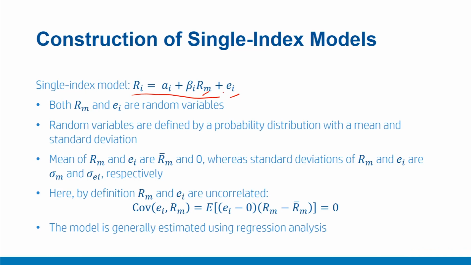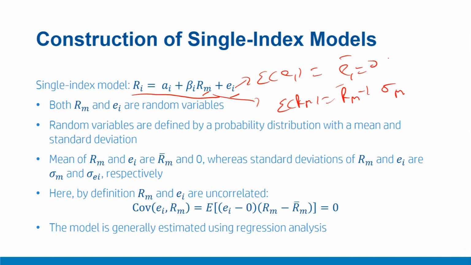Often random variables are defined by a probability distribution like a normal distribution with a mean and standard deviation. In this case, consider the mean of Ei as 0, as we discussed earlier, expected value of Ei as 0, and mean of Rm, or expected value of Rm, as Rm bar, and their standard deviations as sigma m and sigma Ei.